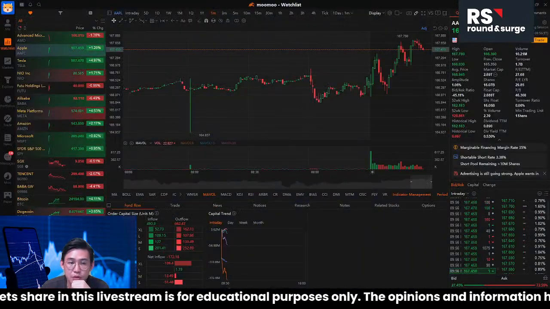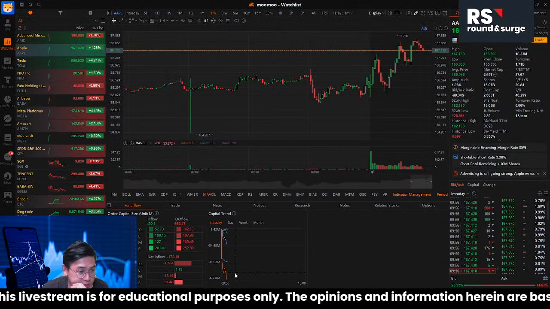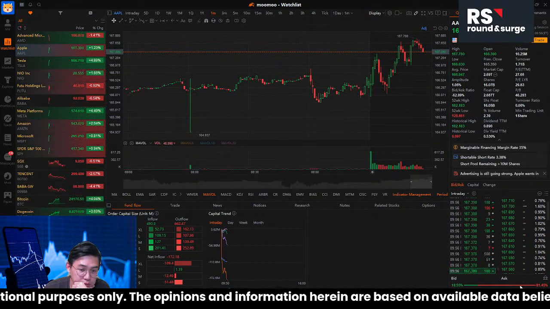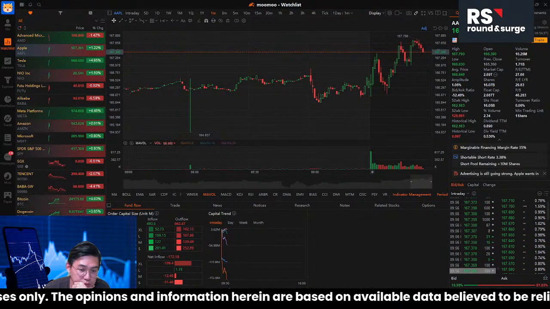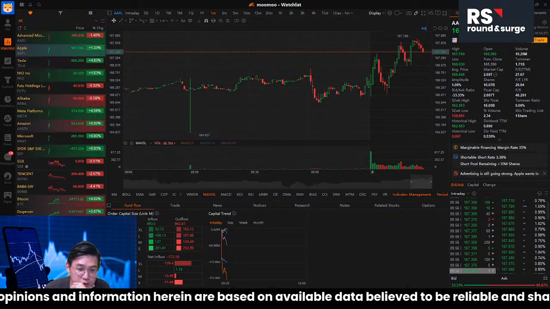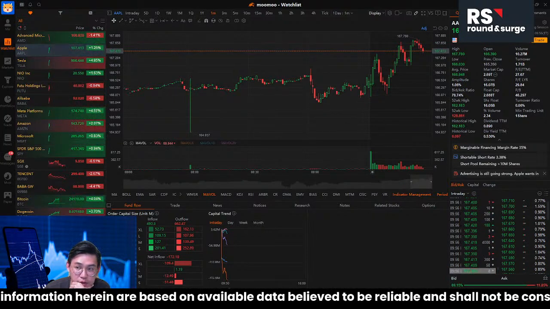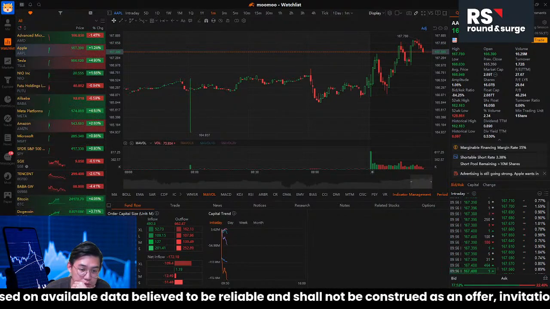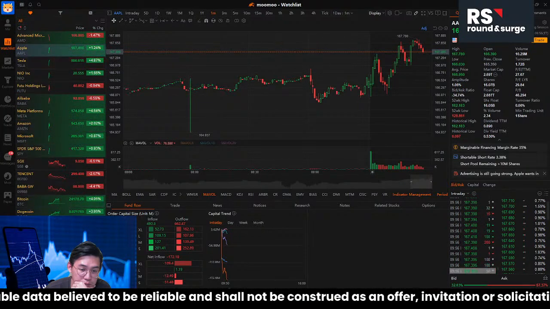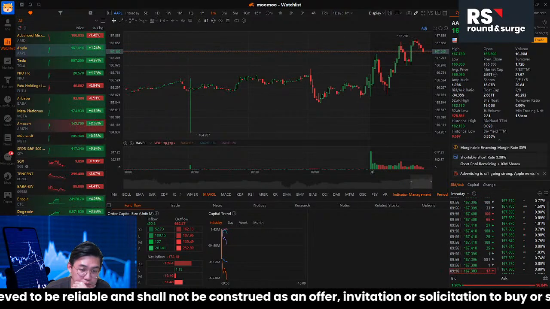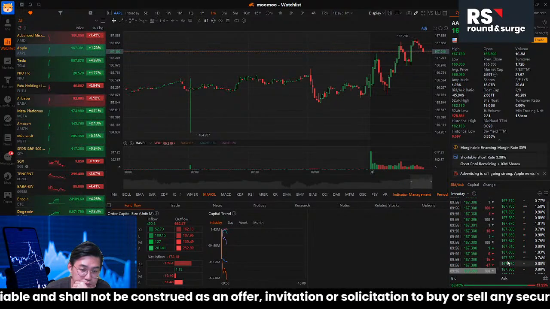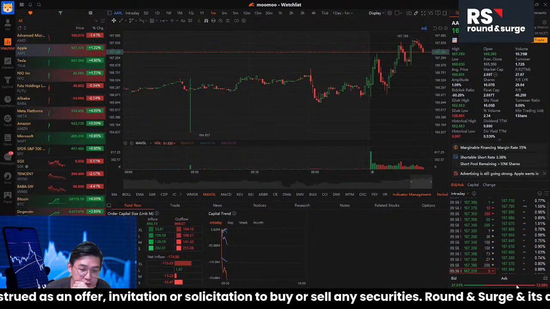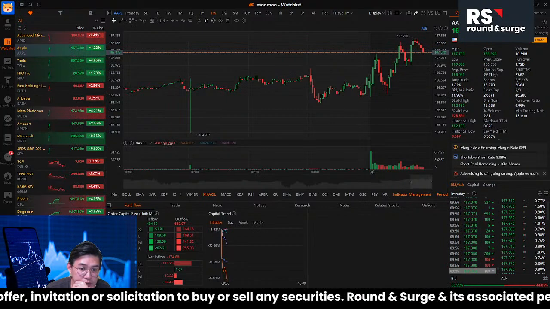So right now Apple is going downwards. Let's see the flow. Can I move this to a higher point? This is too low for me to have a look at. There's a lot of selling going down.